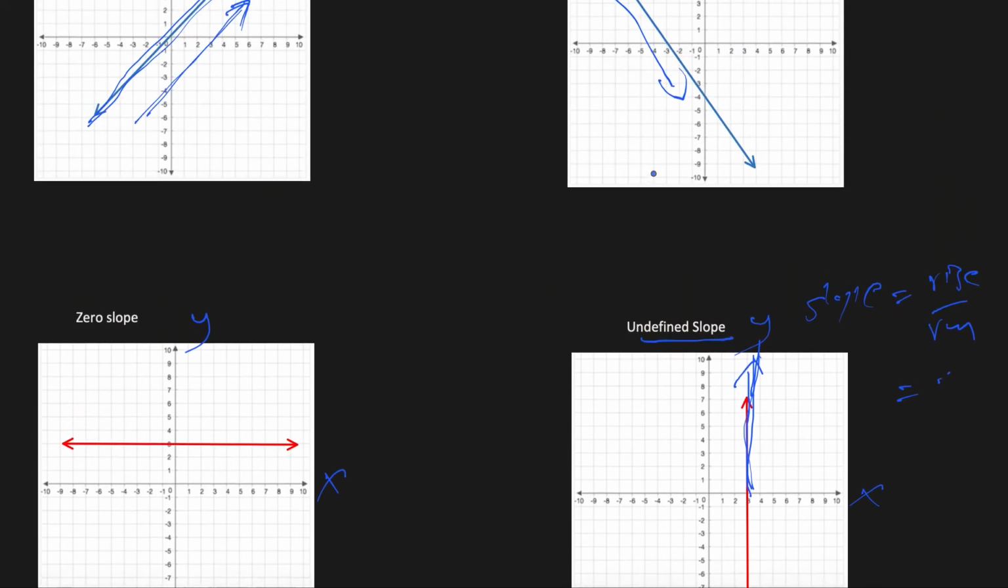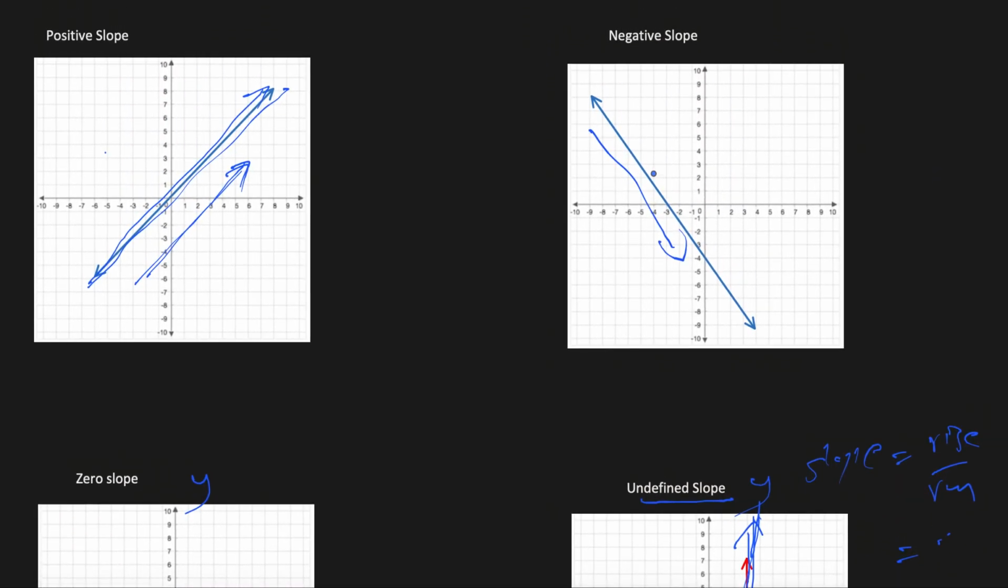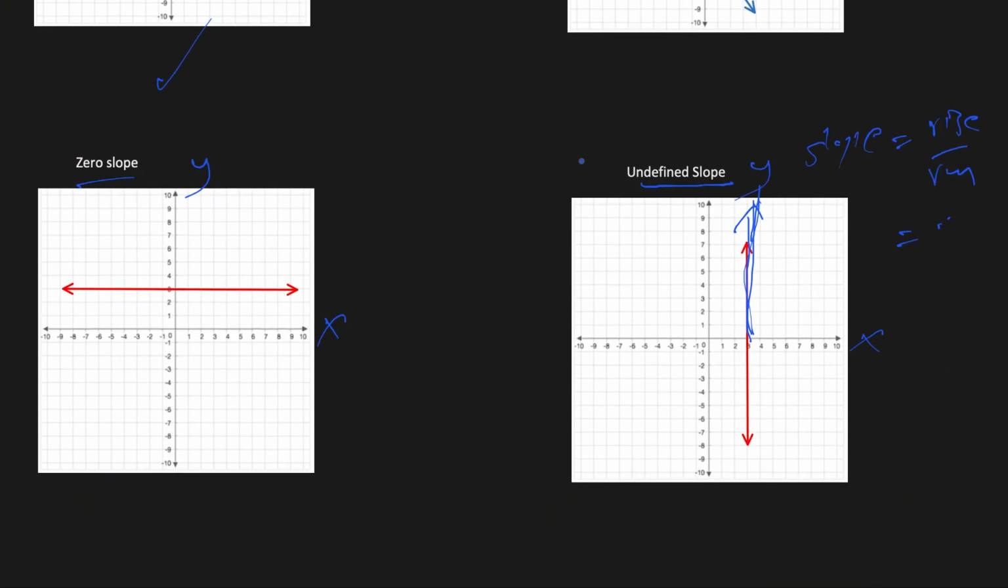So cool. These are the four types of slope that you would generally find, which are positive slope, negative slope, zero slope, and undefined slope. I hope you learned from this video how to find a slope for a given line using two ways, one is the graph and one is the equation.